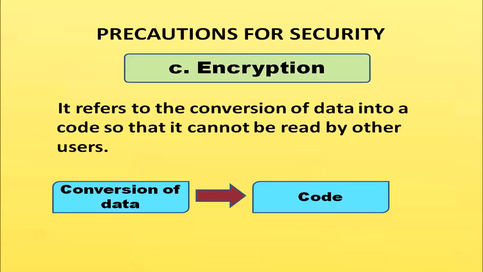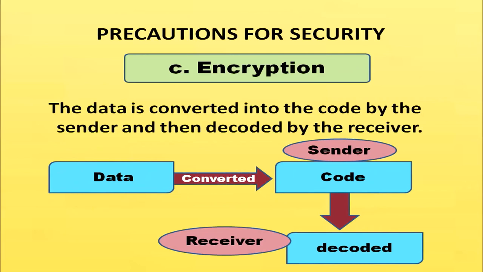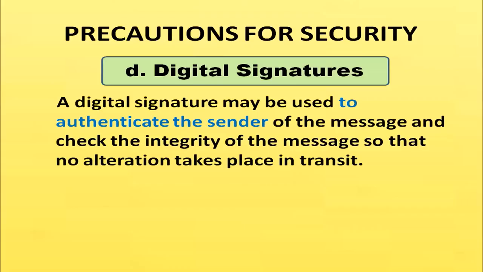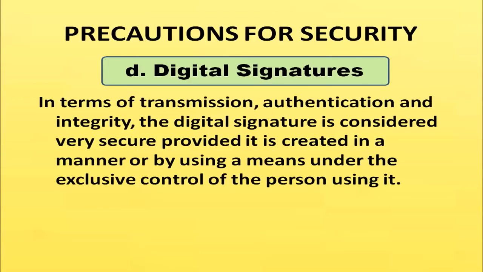Another precaution is encryption, that is conversion of data into a code so that it cannot be read by other users. Data is converted into code by the sender and then decoded by the receiver. Digital signatures as a precaution for security. That is, a digital signature may be used to authenticate the sender of the message and check the integrity of the message so that no alteration takes place in transit. In terms of transmission, authentication and integrity, the digital signature is considered very secure, provided it is created in a manner under the exclusive control of the person using it.